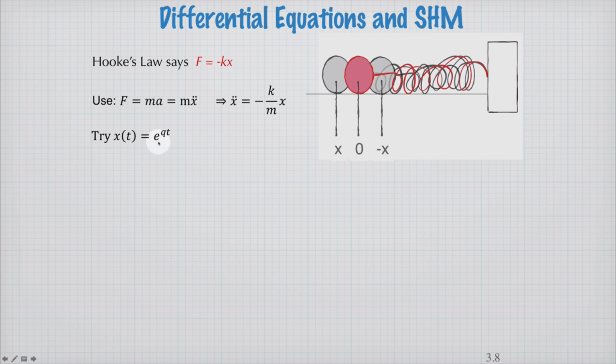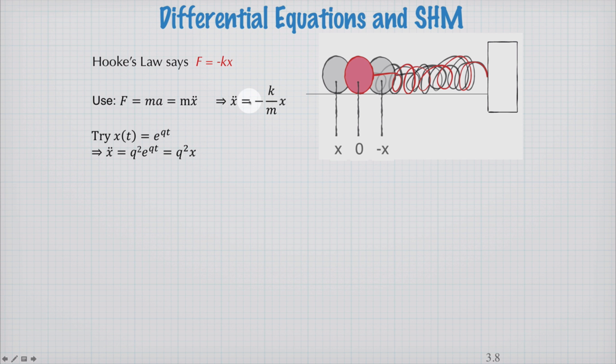We'll try a solution of the form e to the q times t, where q is some number, which could be real or complex. We'll substitute this into the differential equation and see what happens. So we need to know the second derivative in time of this function. The second derivative is q squared e to the q times t, because we get one factor of q for each derivative. And this is nothing more than q squared times x. So x double dot is equal to q squared times x.